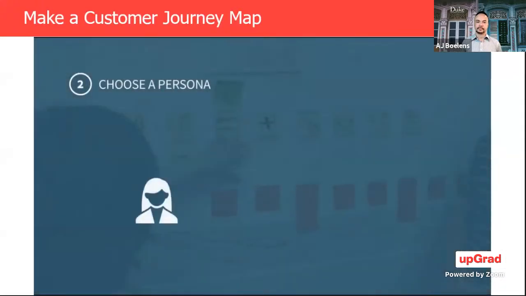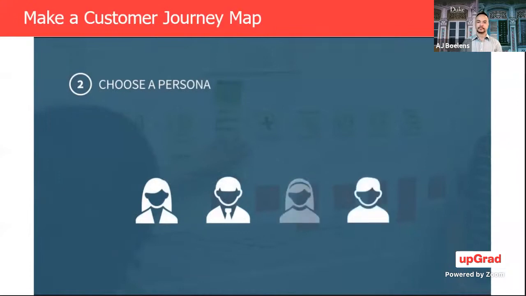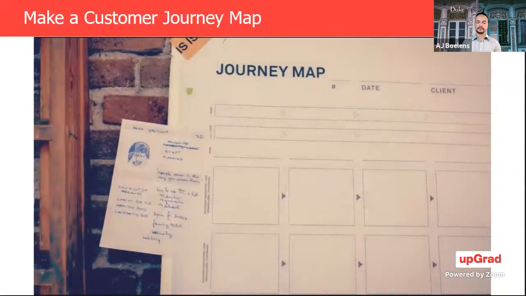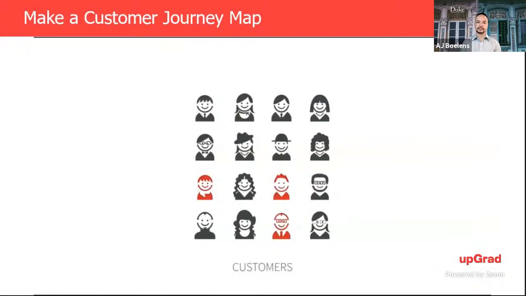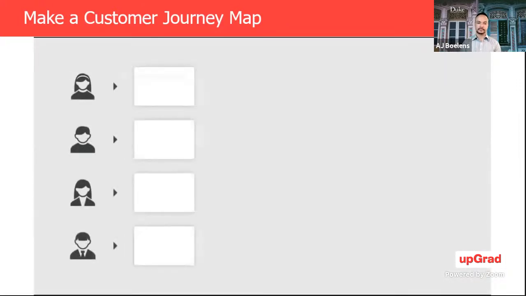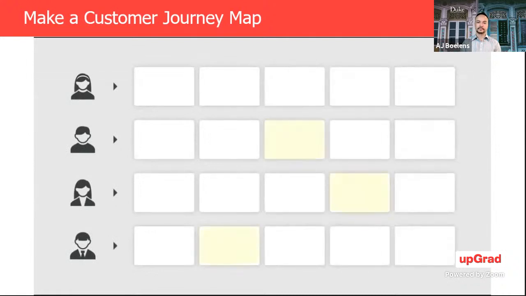The second step is choosing a persona. You have to choose a main actor for your journey. A journey map always focuses on the experiences of one main actor, such as a group of customers or employees. Some journey maps also combine various perspectives into one map. For example, comparing different customer groups or comparing customer experiences with those of employees.